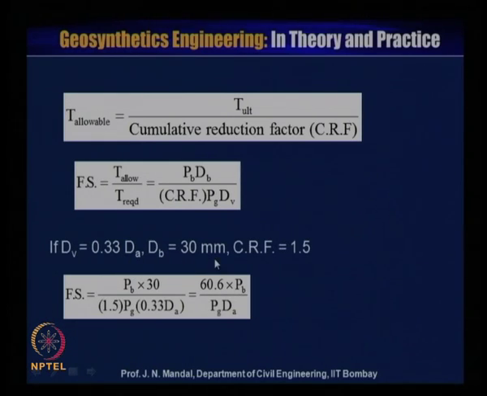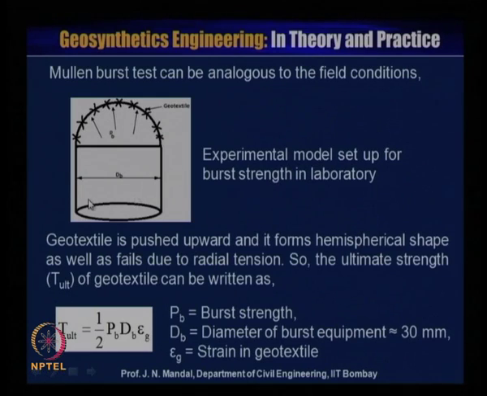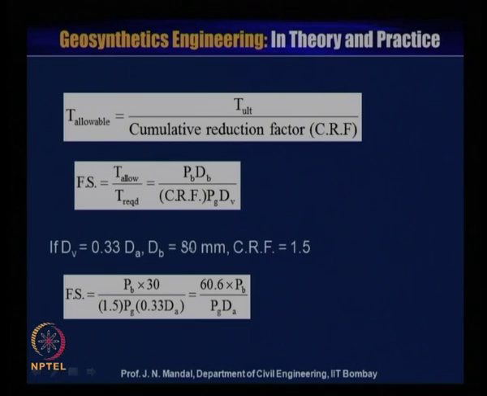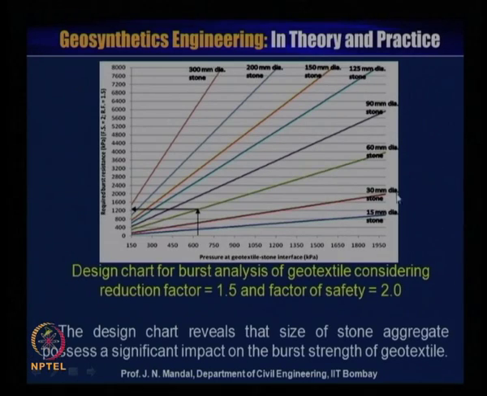Now, for example, dV is 0.33 times dA, where dA is the stone diameter, and dV is equal to 30 millimeter, the diameter of the burst equipment. So, dV is known, 30 millimeter, and the cumulative reduction factor is 1.5. So, we can write that the factor of safety is Pb into 30 divided by 1.5 into Pg, and dV is 0.33 dA. So, we can calculate Fs is equal to 60.6 Pb by Pg into dA. So, with this equation we can draw this curve.